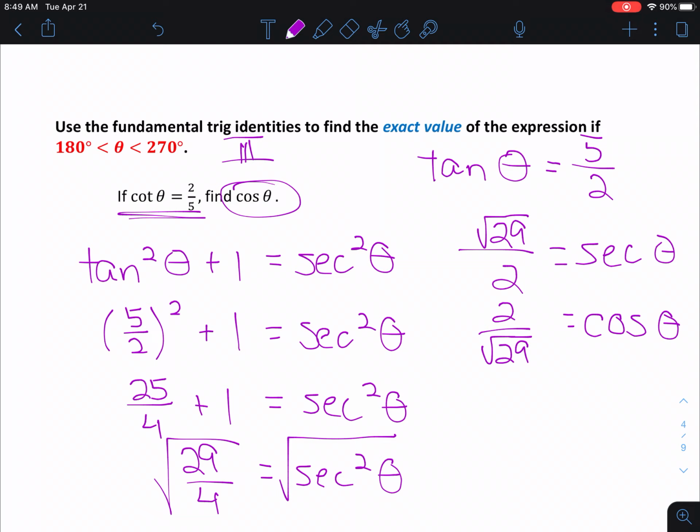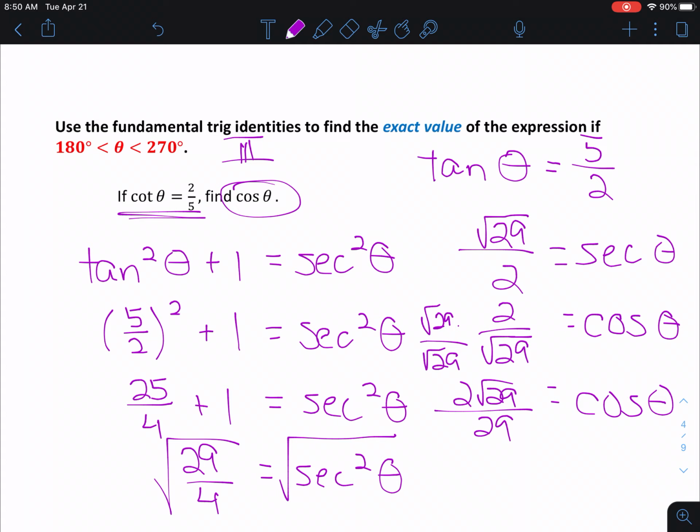Okay. Now, once again, we have a radical in the denominator, so I have to fix that. In order to do that, I'm going to multiply by square root of 29 over square root of 29. And you should be pretty good at this by now. So that would give me 2 root 29 over 29. Now I want to see, can I reduce that at all?